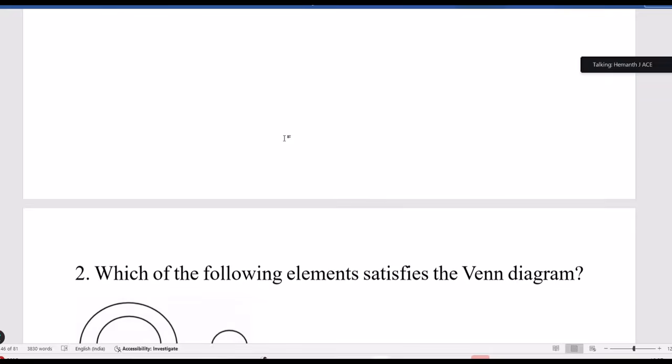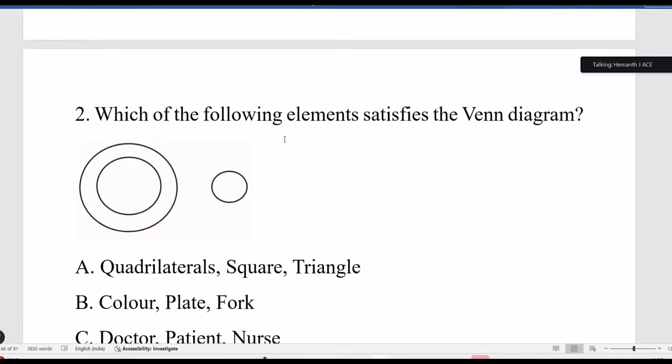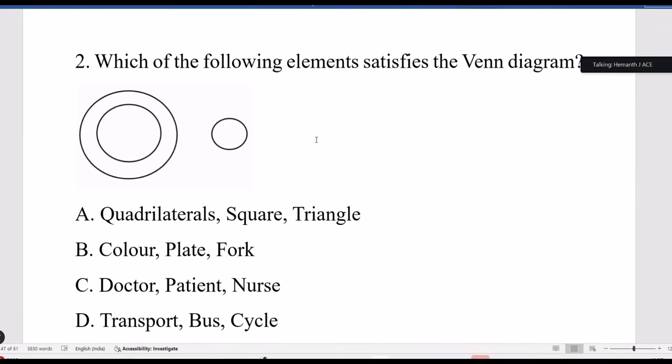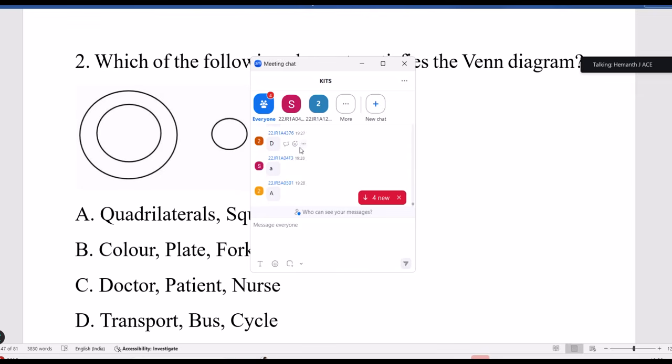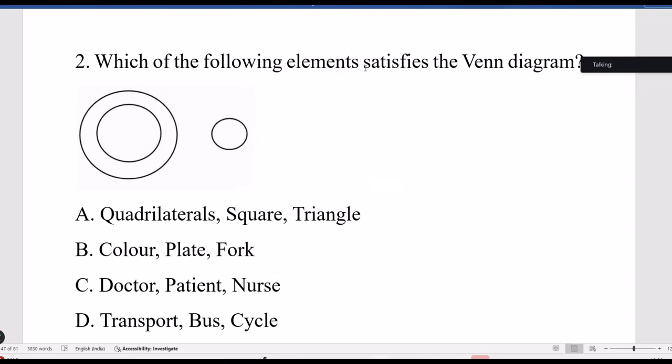Which of the following elements satisfy the Venn diagram? Now observe this diagram, which of these terms is it suitable for? Doctor, patient, nurse; transport, bus, cycle; quadrilateral, square, triangle. Yeah, the first one. Is it? No. Yeah, correct.